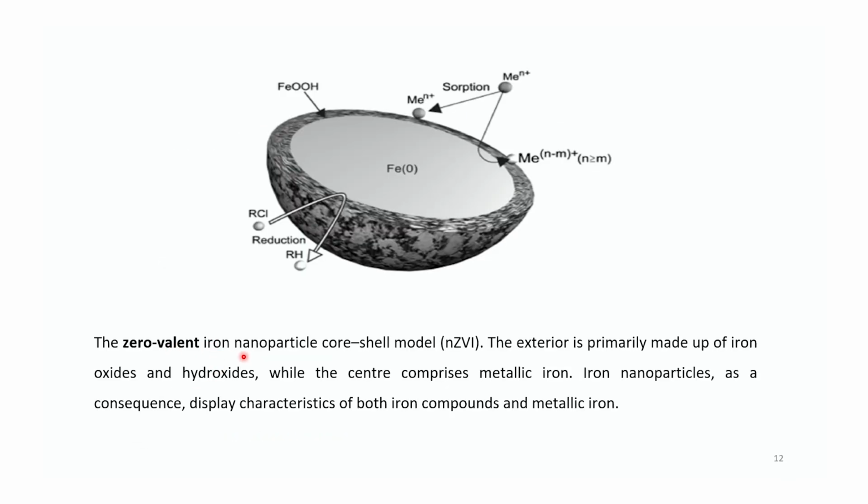So that's a zero valent iron nanoparticle core shell model. What you can see is that there's a zero valent iron over here, and the exterior is primarily made up of iron oxides and hydroxides. The interior is a zero valent iron nanoparticle, the center comprises metallic iron, and it is surrounded by reactive iron oxide and hydroxides. So iron nanoparticles as a consequence display characteristics of both iron compounds and metallic iron.